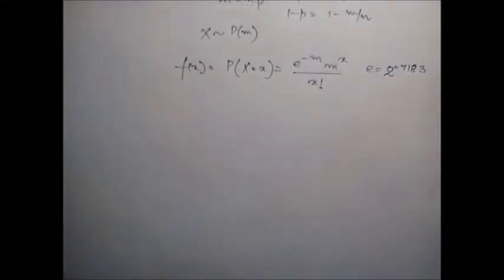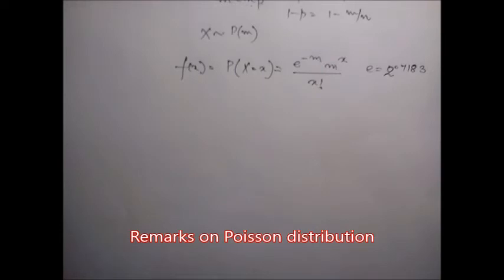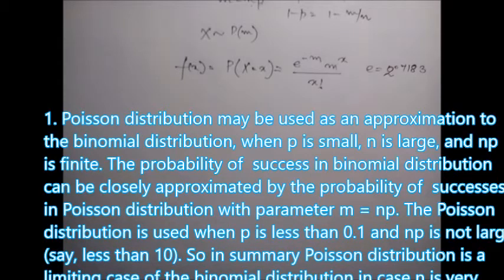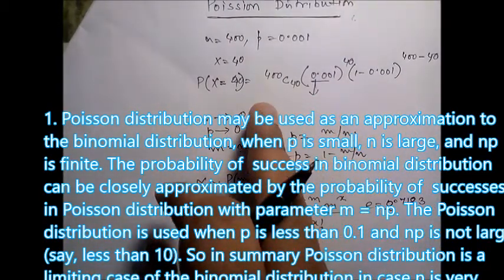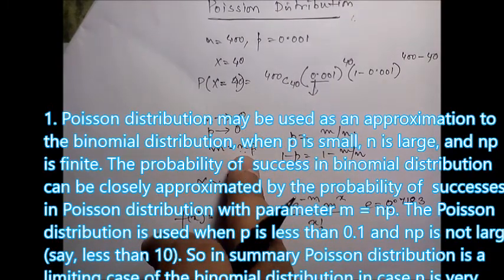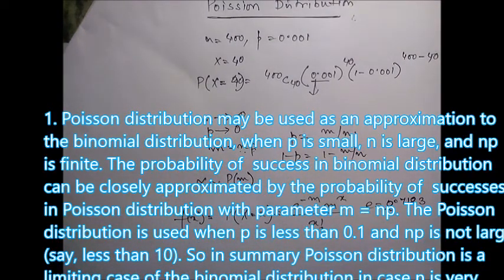Now remarks on the Poisson distribution. The Poisson distribution may be used as an approximation to the binomial distribution when p is small, n is large, and np is finite. So we can use the binomial distribution, but if n is very large, p is very small, and np is finite, then in this case we may use the Poisson distribution. The probability of x successes in the binomial distribution can be closely approximated by the probability of x successes in the Poisson distribution with the parameter m equal to np.